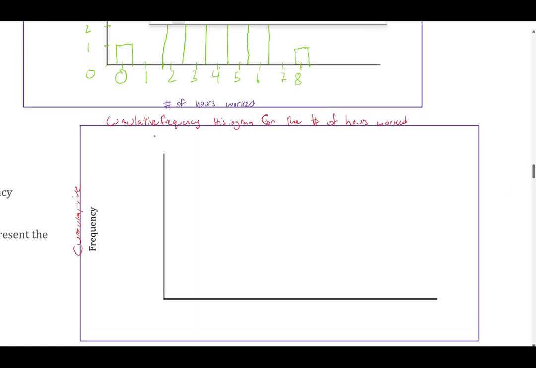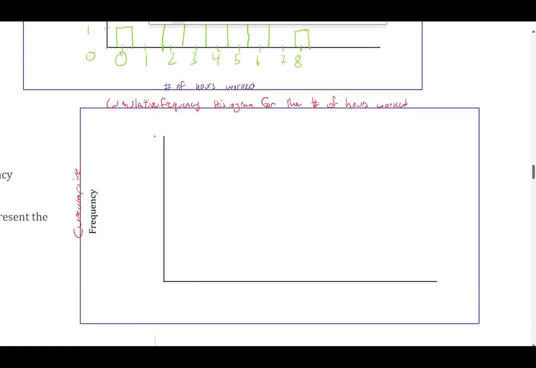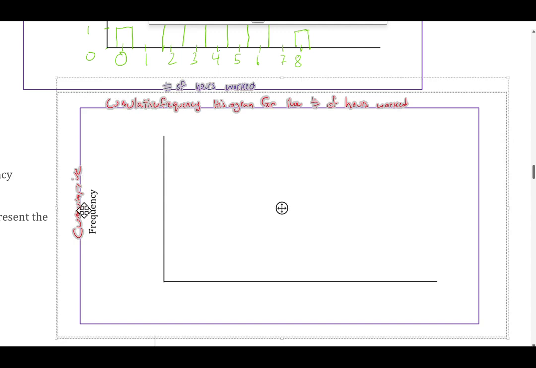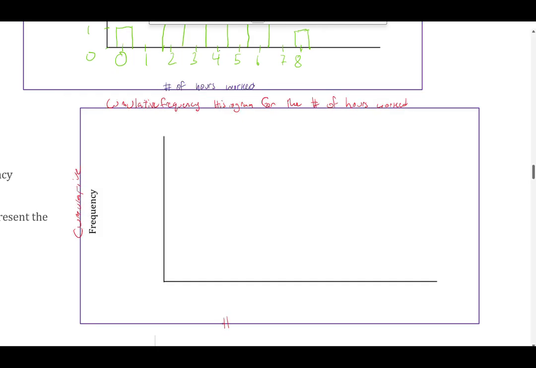So our same rules have to apply. We need to label the axes. We've got the cumulative frequency on the vertical axis. We have the number of hours worked, which is our variable, on the horizontal axis. And then we have a label on the graph. Our graph will start at 0. We will go from 0 to 8 hours worked. We will put a little mark here.